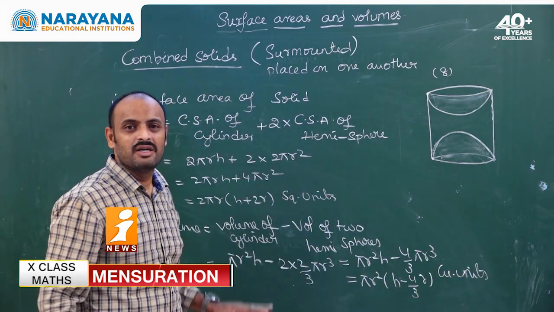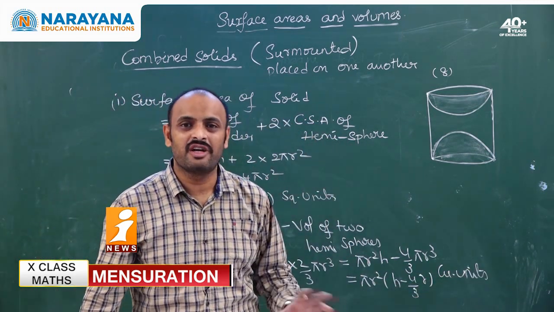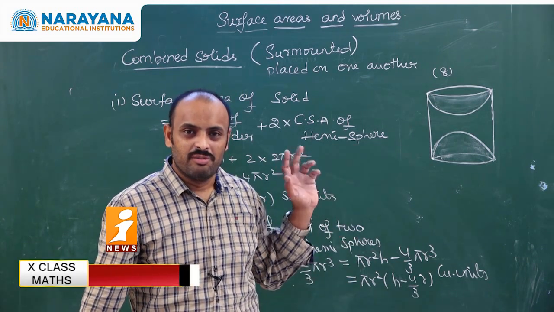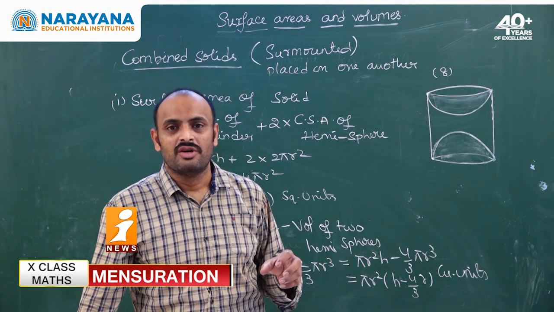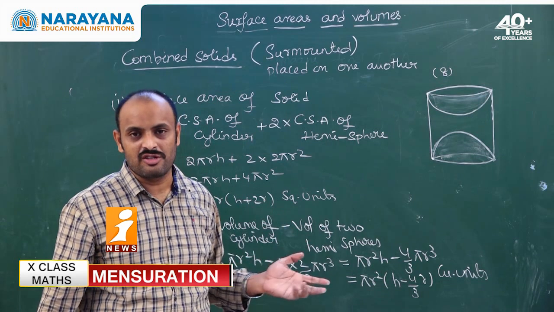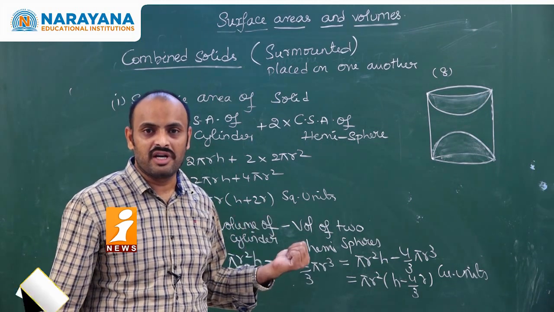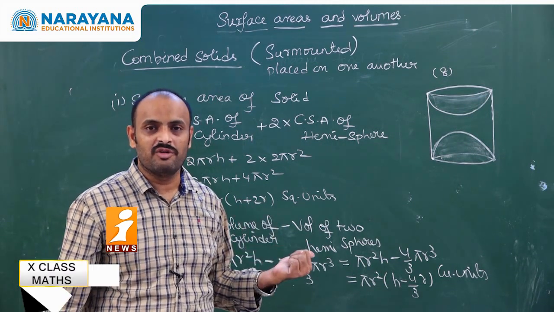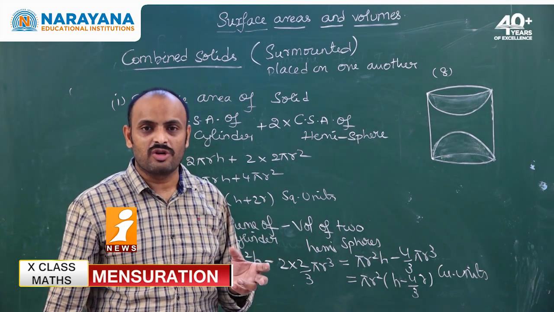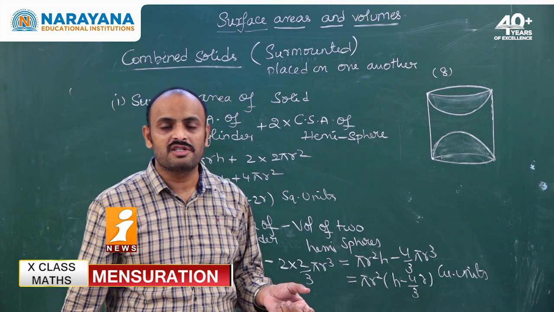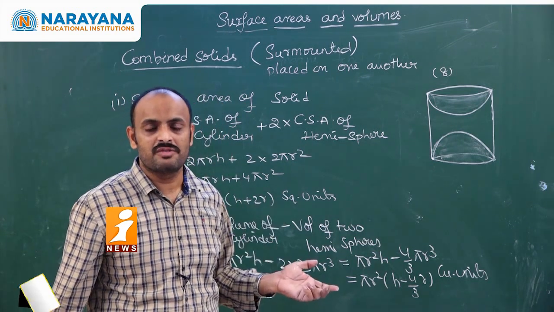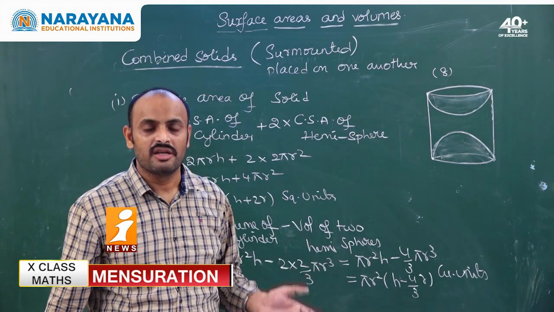So these are the combined solids of different kinds that you are going to come across in the mensuration chapter. Already we have done the surface areas and volumes of the individual solids, and now we have done the surface area and volume of combined solids, and we have seen where to use total surface area, where to use curved surface area, and where to use volume. Based on these concepts, let's do some examples.